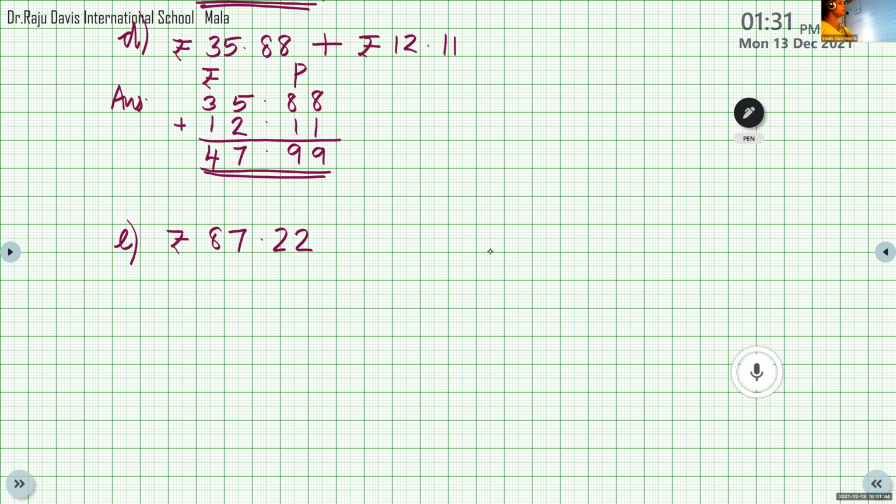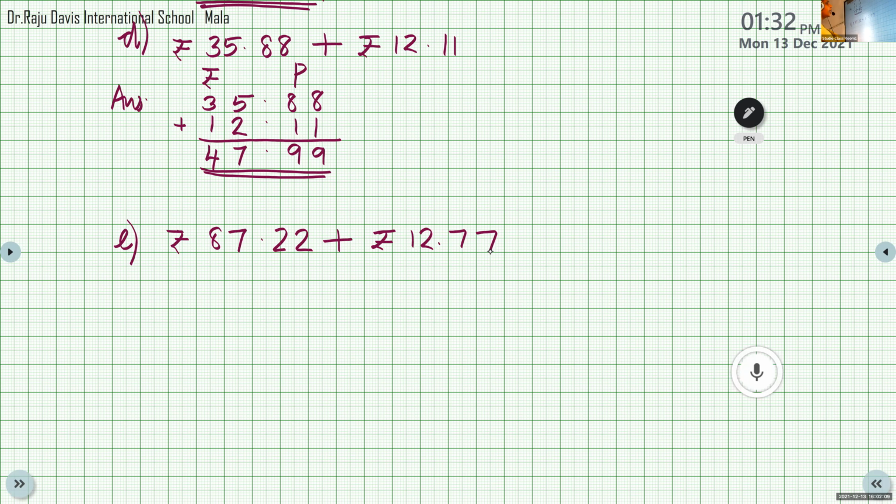Only up to E. Addition has only 5 questions, means up to E. Then we can move to subtraction. It's the same procedure. We will subtract, that's all. There also no regrouping or anything. We will directly subtract the numbers.